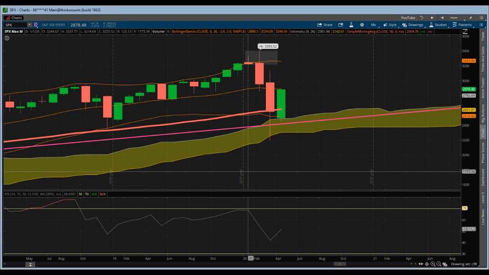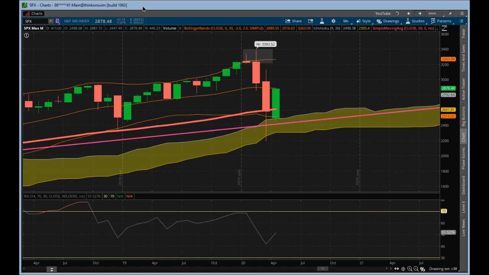SPX, the S&P 500, the S&P cash. Let me get it so I can see everything here. Okay, good. So the S&P, what a move up today. 41 points, came right back to the mid-Bollinger Band on the monthly chart here. So that is very interesting.